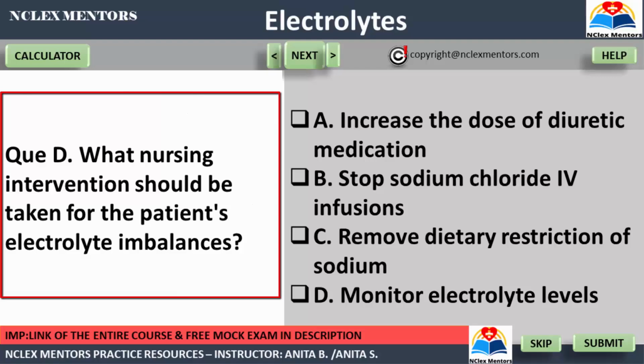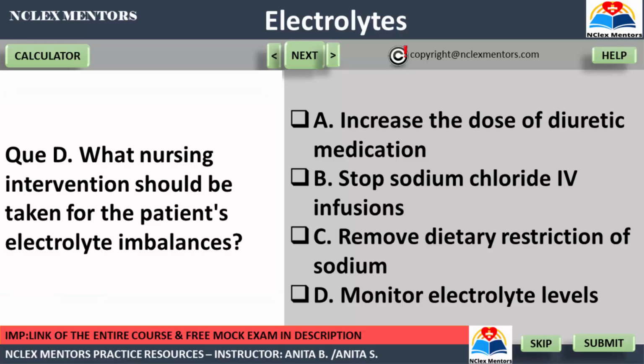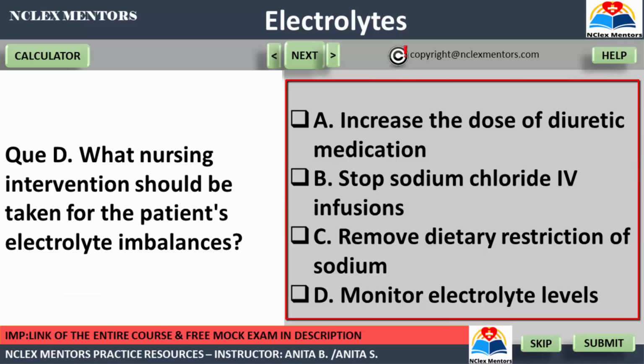What nursing intervention should be taken for the patient's electrolyte imbalances? The options given to you for this question on the screen are: Option A, increase the dose of diuretic medication. Option B, stop sodium chloride IV infusions. Option C, remove dietary restriction of sodium. Option D, monitor electrolyte levels.